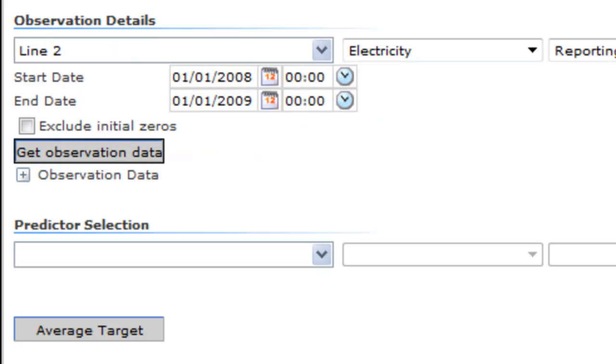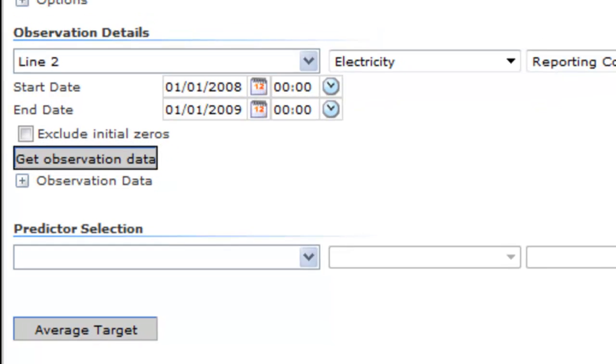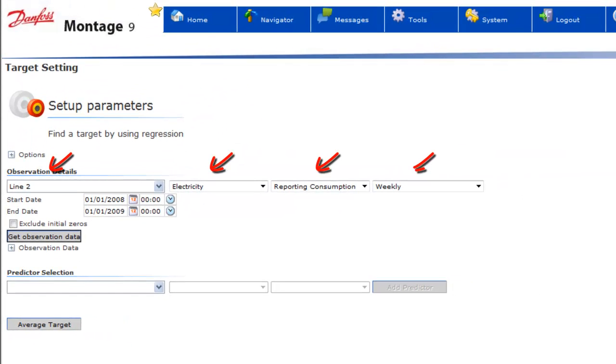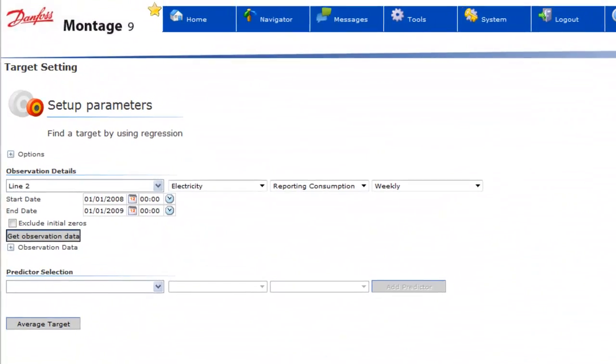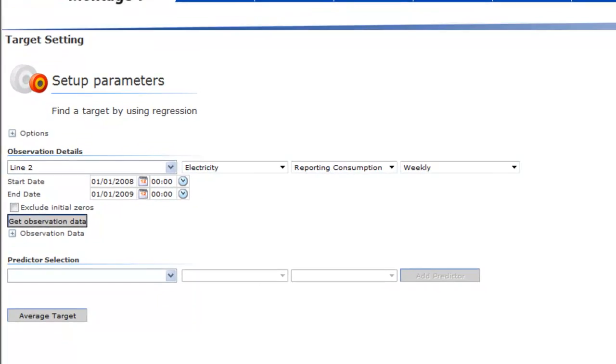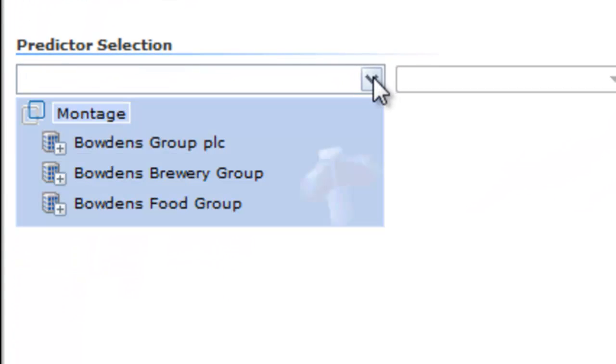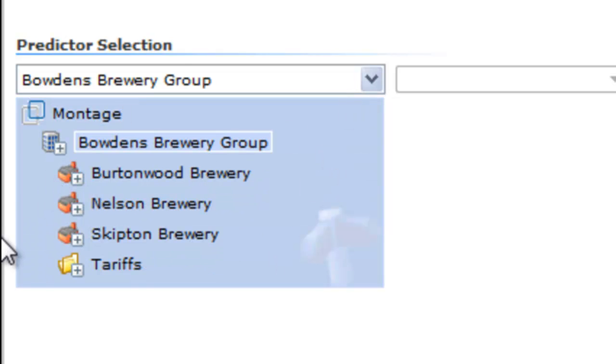By selecting Get Observation Data, the information for line 2, electricity consumption on a weekly basis, will all be available for me within my table. Secondly, I need to identify what is my influencing variable, or in this case, what is my production level, as that is likely to be my biggest influencer on that line.